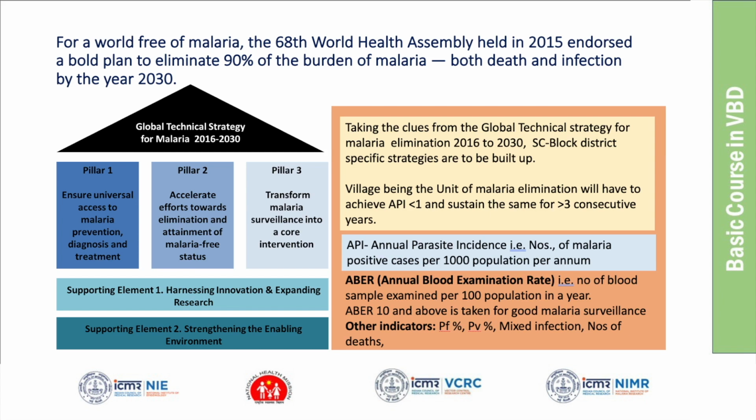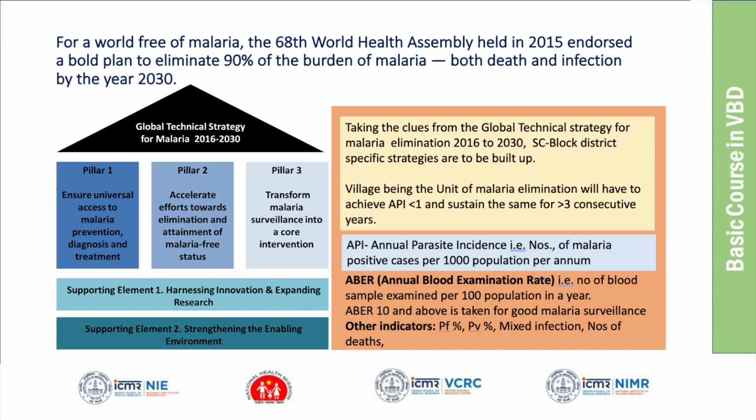And we know these epidemiological indicators on which we are banking for indicating the malaria elimination strategies, or to persuade the activities we do. All depends upon these indicators. These indicators may be revised in the context of elimination, we don't know. But till now we are depending upon the annual parasite incidence, as you know, the number of malaria positive cases per 1,000 population per annum, and also ABER, the annual blood examination rate, the number of blood samples examined per 100 population in a year, and ABER is taken as 10 as the standard till now.